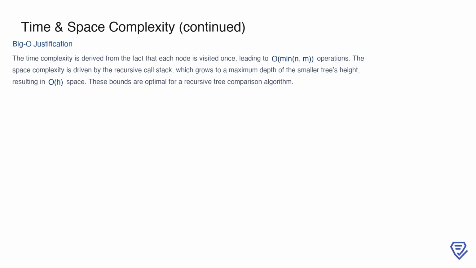Finally, let's justify these big O bounds for the algorithm. The time complexity of O(min(n, m)) comes from the fact that each node is visited exactly once during the depth-first traversal. The function stops processing as soon as one of the trees is fully traversed, making the total operations proportional to the size of the smaller tree. For space complexity, the recursion contributes to the call stack, and the maximum depth of the stack corresponds to the height of the smaller tree. This gives a space complexity of O(h), where h is the height of the smaller tree. Together, these bounds demonstrate that the algorithm is optimal for recursively comparing two binary trees, as it minimizes both time and space usage while ensuring correctness.